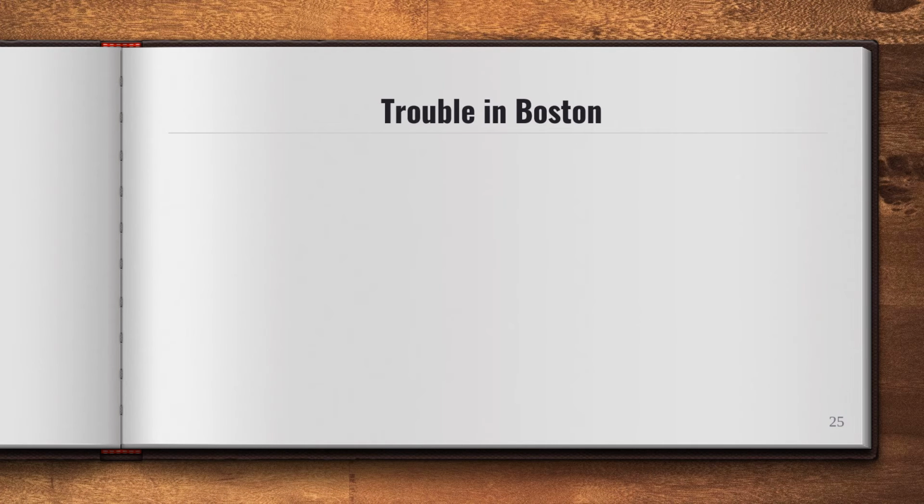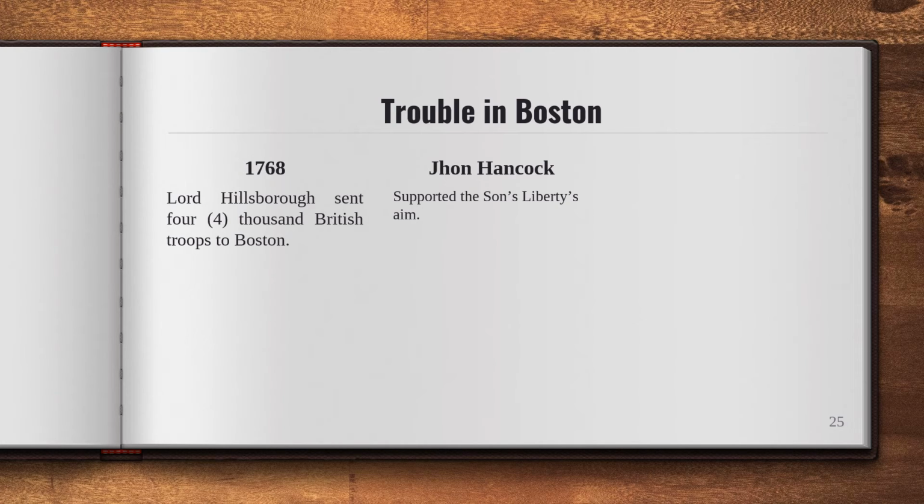We're now in trouble in Boston. In 1768, Lord Hillsborough sent 4,000 British troops to Boston, unable to deal with the issue and to put down the possible rebellion. Because of that, Boston's labor system had been closed, leading many Bostonians to help the Sons of Liberty. Then they made a campaign against the British troops, and John Hancock supported the Sons of Liberty's aim.